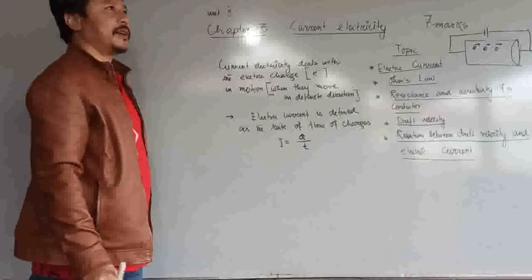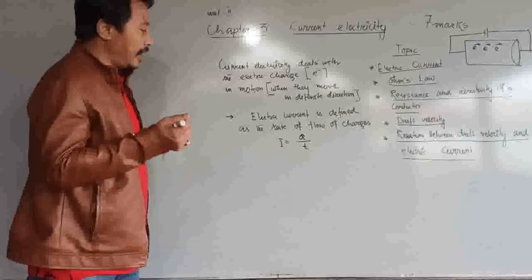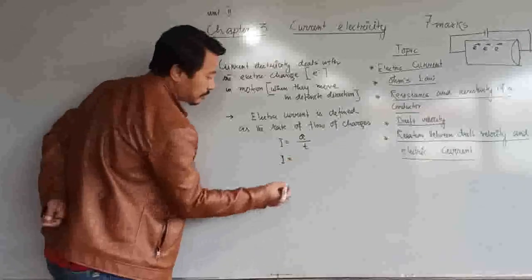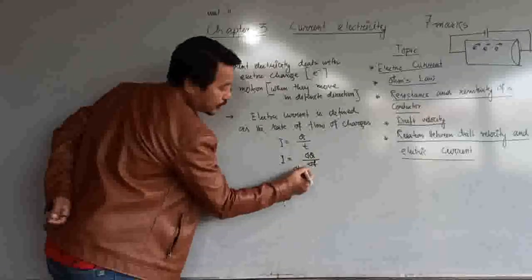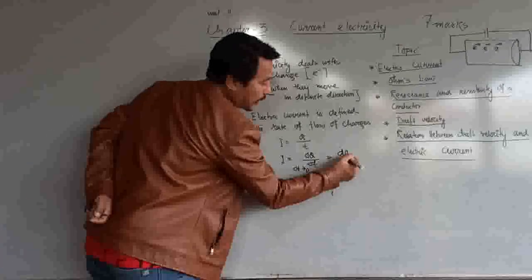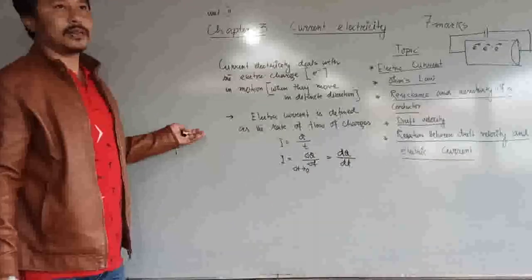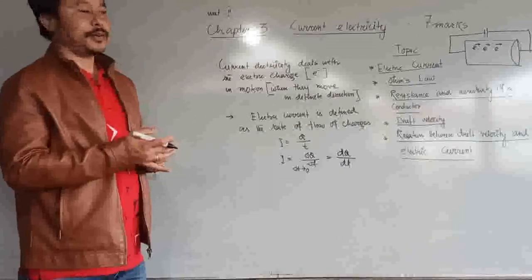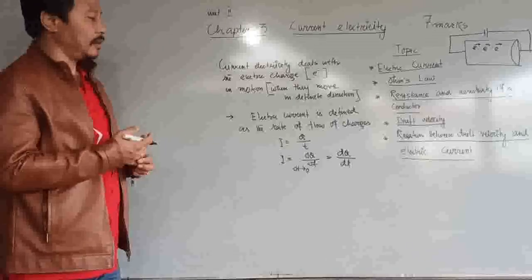In another form, with a certain amount of electric charge in a certain time, in another equation we can write I is equal to del q by del t where del t tends to 0. So this could be written as dq by dt. So electric current is a physical quantity, and we measure it in units.